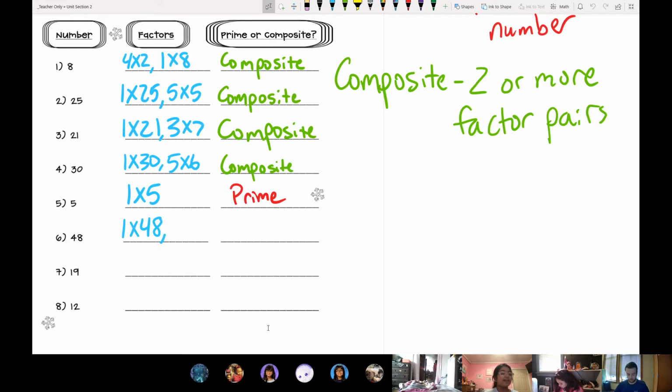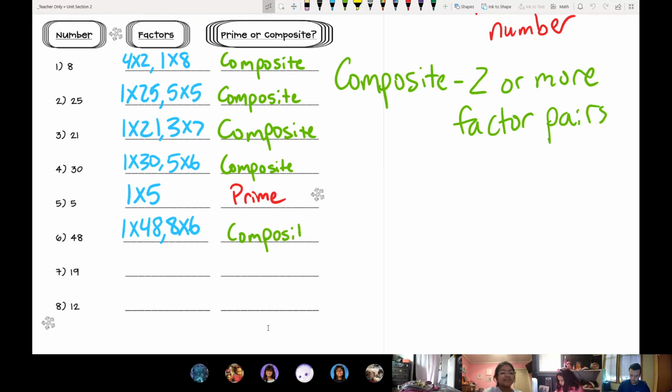What'd you get? 8 times 6. Very good. 8 times 6. If you were to skip count by 8, 6 times, you land on 48. If you were to skip count by 6, 8 times, you land on 48. So that would be an option. Now that we know that there are multiple factor pairs, what is this? Is it prime or is it composite? Composite. It is composite.